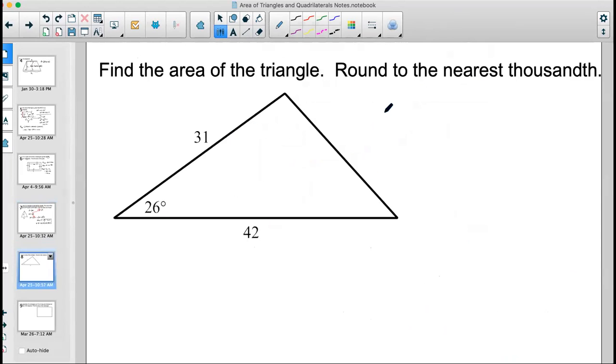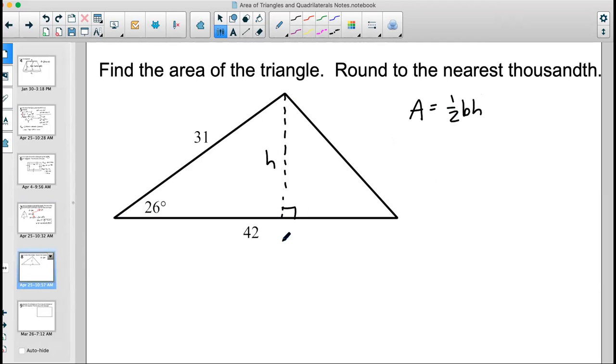All right, last thing. I kind of like this one because you have to use trig, and we haven't done that yet. So find the area of the triangle. So to find the area of a triangle, I need the base and the height in general. And they give me the base is 42, and the height's got to be from the top of the triangle straight down to the base.